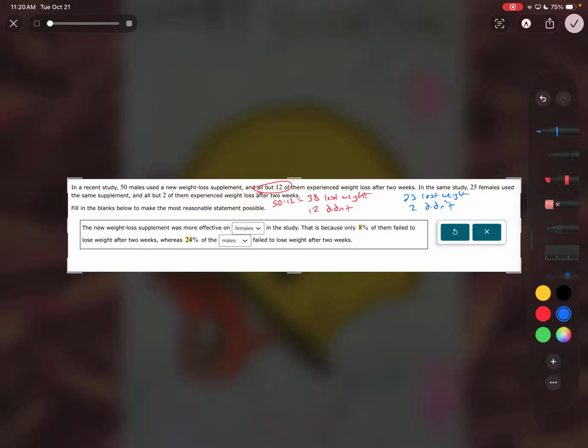All right, so fill in the blanks. The new weight loss supplement was more effective on females in the study. That is because only 8% of them failed to lose weight. I guess we didn't even have to do all that, but so this would be 2 out of 50, oh no, it's 2 out of 25, wasn't it? 2 out of 25 would be 8%, 0.08. This one, 12 out of 50 would be 24%. Okay, so that's because 8% of them failed to lose weight after 2 weeks, whereas 24% of the males failed to lose weight.